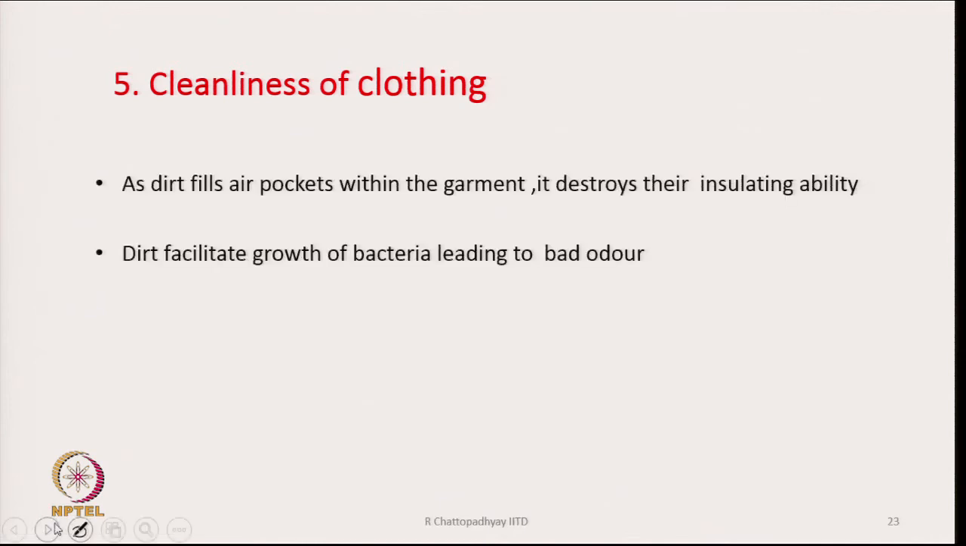Cleanliness: as dirt fills air pockets within the garment, it destroys their insulating ability. Dirt facilitates growth of bacteria also, leading to very bad odor. So, therefore, the garment needs to be cleaned from time to time.